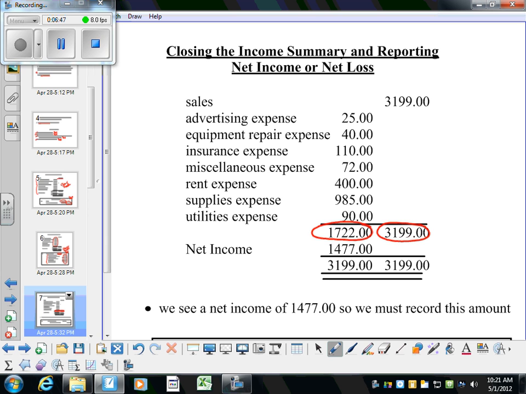To close it, you need to debit it. And you're going to close, which we just finished doing, and transfer. Sorry, you're going to transfer that to your capital account. Okay.